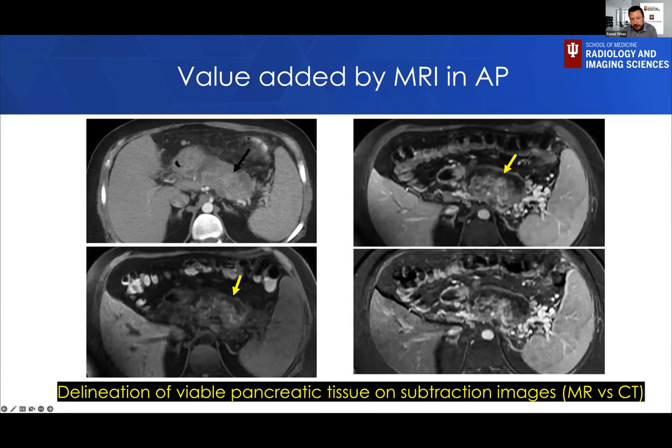Another case of MRI giving you more information about what is going on here in the pancreatic bed. There is heterogeneous enhancement. Is this a hemorrhagic collection or is this residual pancreatic tissue?